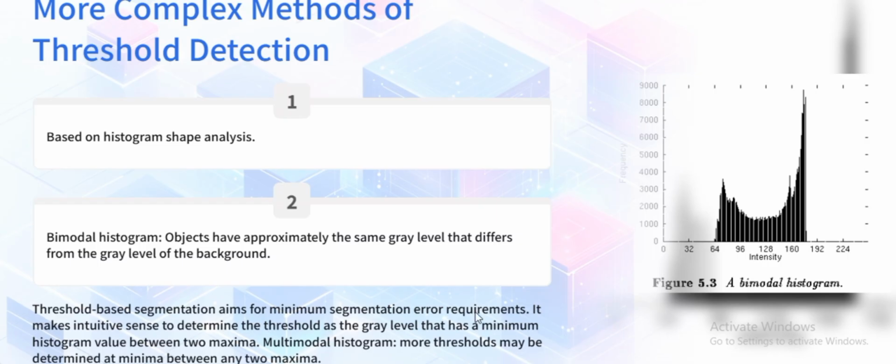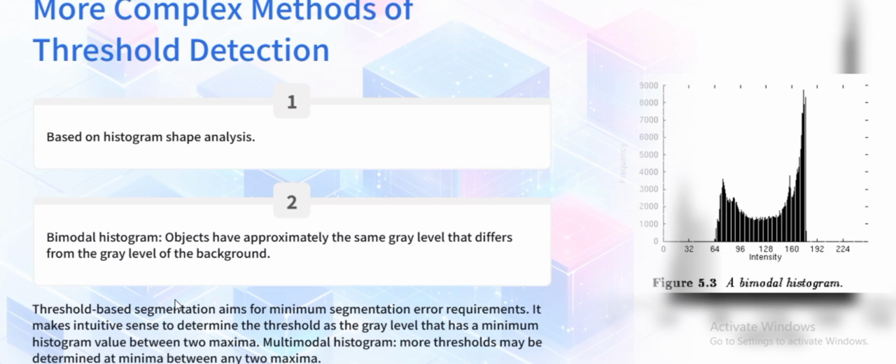This segmentation aims for minimum segmentation error requirements. It makes intuitive sense to determine the threshold as a gray level that has a minimum histogram value between the two maxima. That is, we are selecting two types of areas. So, the minimum segmentation level that we choose is for a gray level, and another one is used for the determination of the other set, the background.